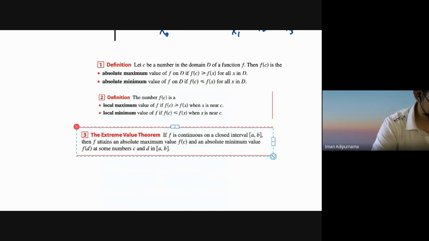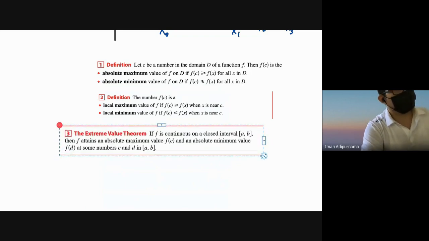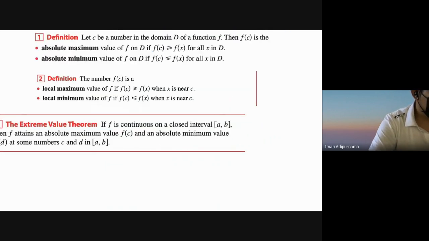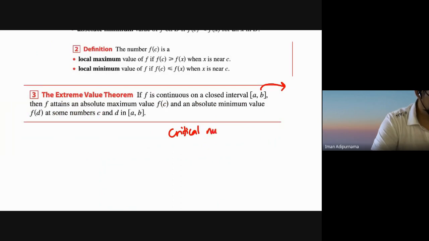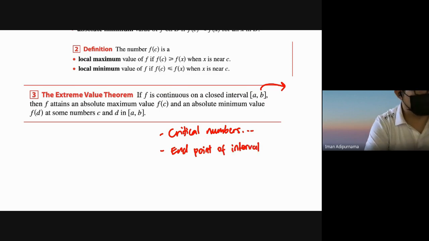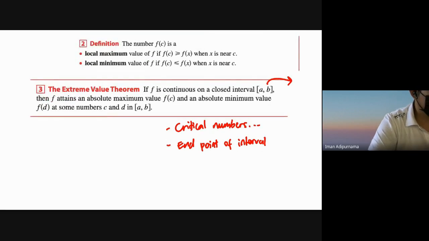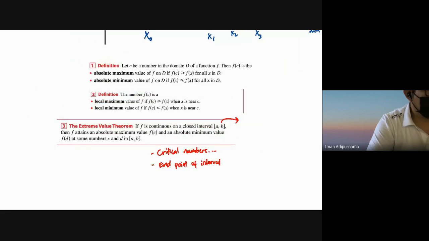And the extreme value theorem says that if a function is continuous on a closed interval, then it has an absolute maximum value and an absolute minimum value. But remember, in a closed interval, you need to evaluate the endpoints. You will have a critical number that's probably your maximum or minimum, but you are not sure if it is absolute or local. You need to check the critical numbers and the endpoints of the interval. Which one has the highest or lowest? That's the extreme value theorem.